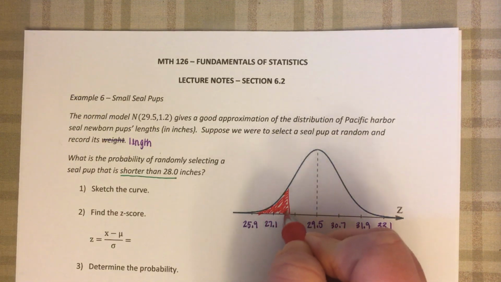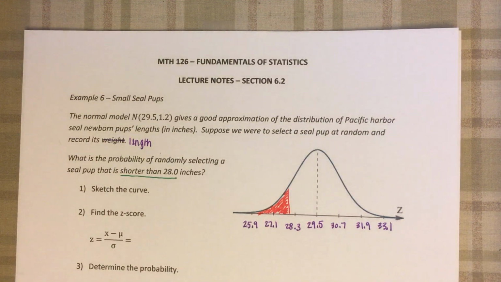As we're looking at these areas, remember that the amount that is shaded in is going to correspond to our probability. So when we are done with this problem, we have a relatively small portion of our curve that's shaded. We should end up most likely with a relatively small probability.